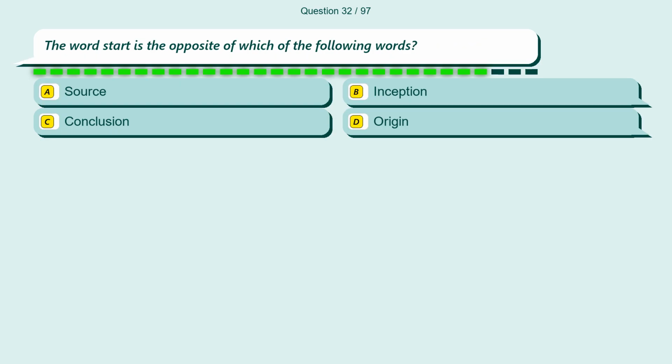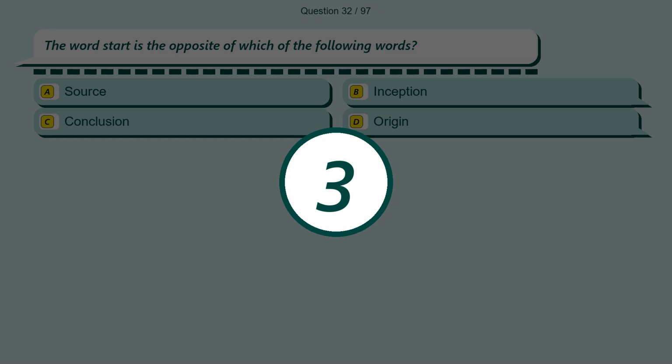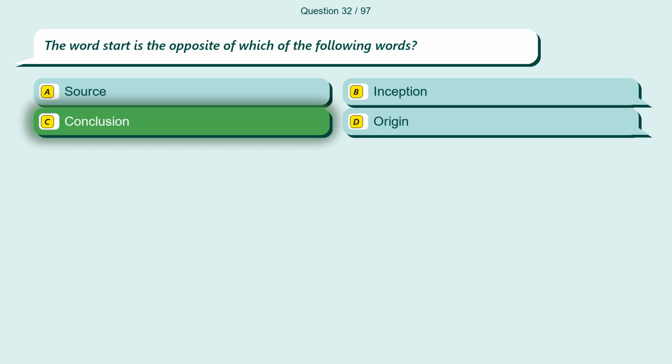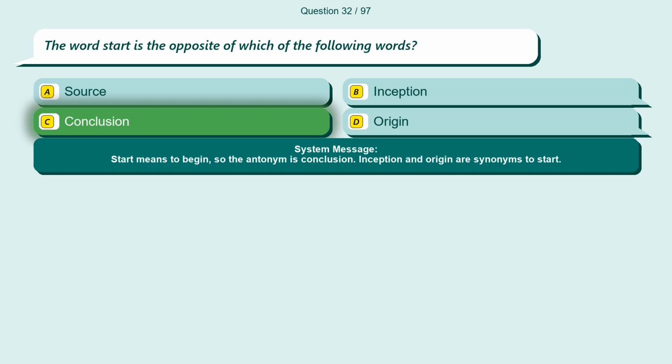Question 32. The word start is the opposite of which of the following words? Option A, source. Option B, inception. Option C, conclusion. Option D, origin. The correct answer is option C, conclusion. Start means to begin, so the antonym is conclusion. Inception and origin are synonyms to start.